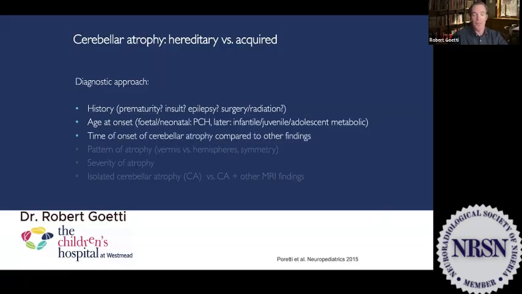What can also be helpful is to determine the time of onset of the cerebellar atrophy compared to other findings. The pattern of atrophy, which we spoke about before: is the vermis or the hemisphere more involved? Is it asymmetric? The severity of atrophy, and from a radiological perspective, most importantly, are we looking at just isolated cerebellar atrophy, or do we have cerebellar atrophy with other MRI findings?